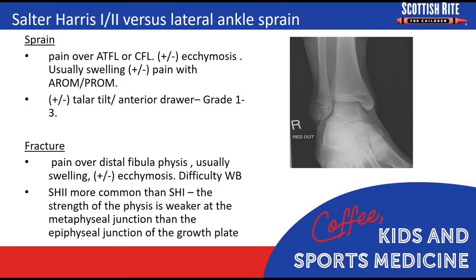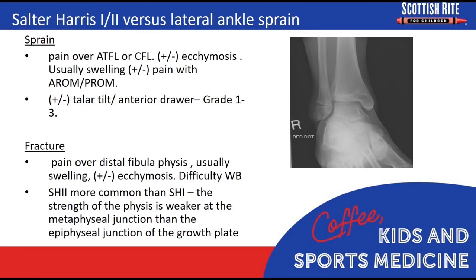So with the sprain, you're going to have pain over the ligament. There may or may not be ecchymosis. There's usually swelling. It can be fairly significant swelling with high-level sprains. And plus or minus talar tilt, plus or minus anterior drawer from grade 1 to 3, and we'll talk a bit more about this. Fractures are going to be a bit different.